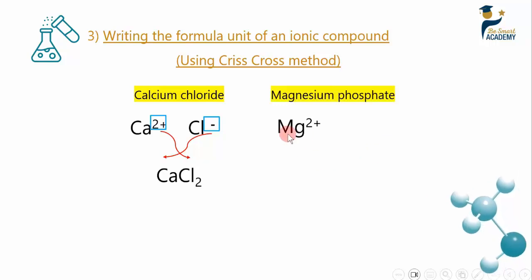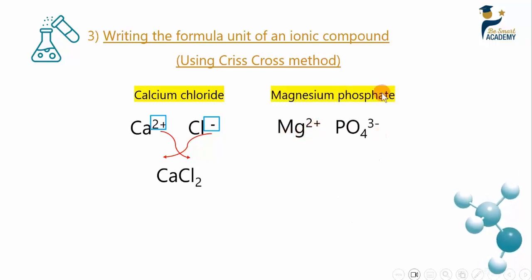Magnesium phosphate: the magnesium is Mg2+, the phosphate is PO4 3-. Criss-cross method.